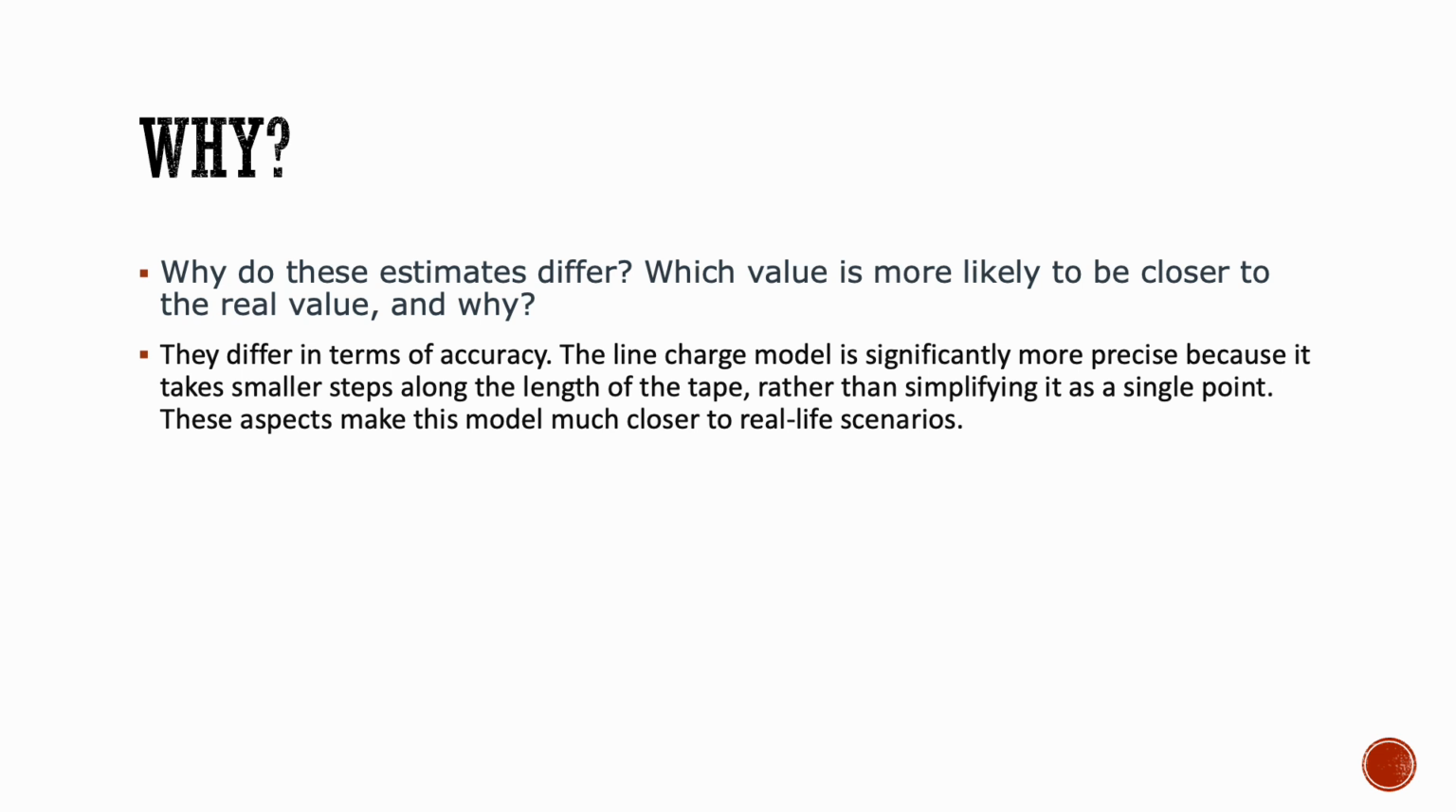So we have a question. Why do these estimates differ? Which value is more likely to be closer to the real value, and why? They differ drastically in terms of accuracy. The line charge model is significantly more accurate because it takes smaller steps along the length of the tape rather than simplifying it as a single point charge. And this version of the value makes the model much more like real life.